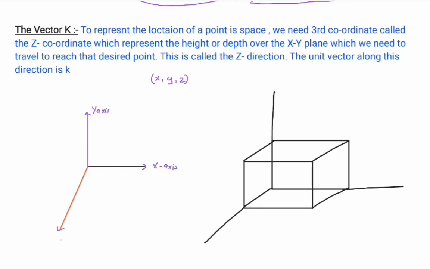Suppose this is a z-axis. As we know, a unit vector along the x-axis is represented by i cap. A unit vector along the y-axis is represented by j cap. Similarly, for the z-axis, we use k cap. K cap is a unit vector along the z-axis. To represent any point in 3D space, we require 3 things: x-axis coordinate, y-axis coordinate and z-axis coordinate.